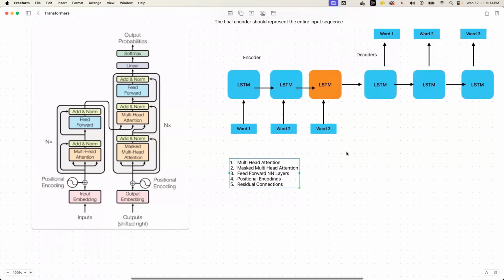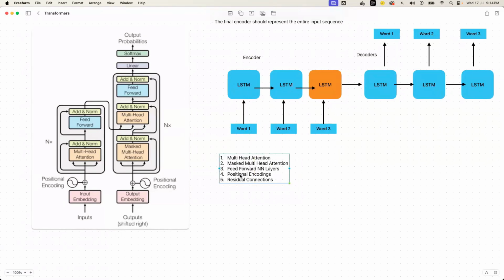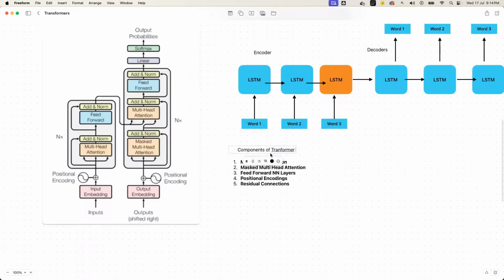So with the help of positional encoding, the masked multi-head attention, the feed forward neural network layer, and the residual connections, we are able to process the data in the sequence. And another best part is we are able to ensure that we remember over longer sequences. So that's the main advantage of this transformer model architecture. So all these things that I've just mentioned are basically known as the components of the transformer architecture.